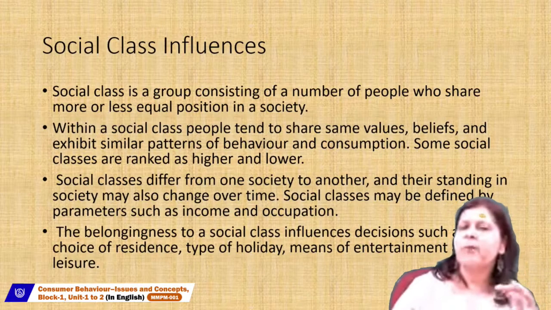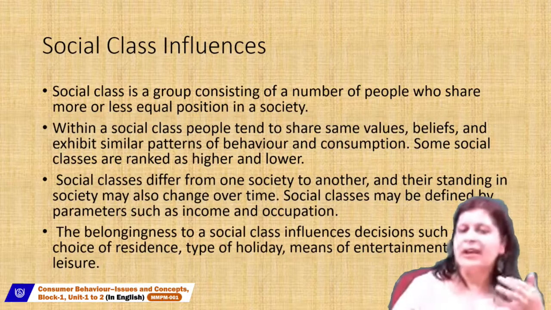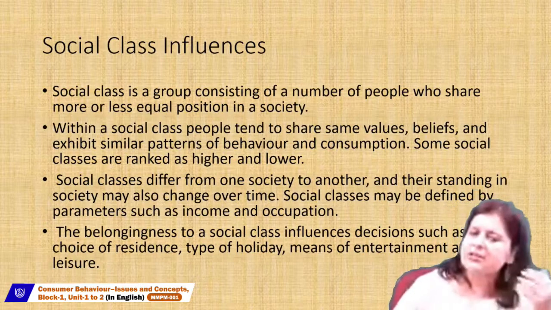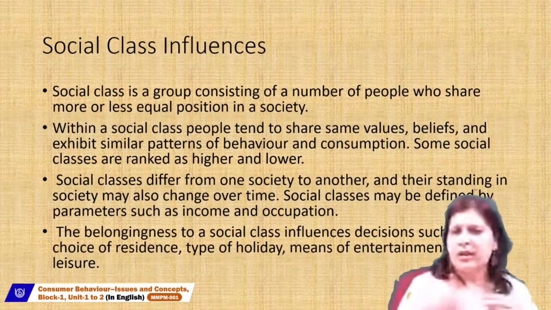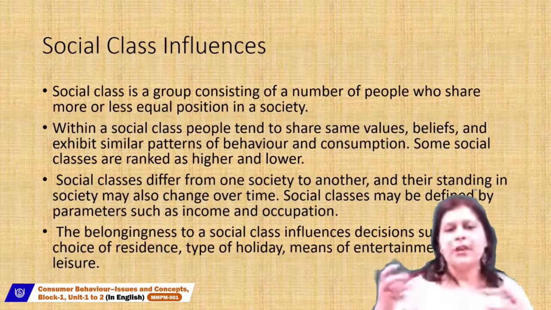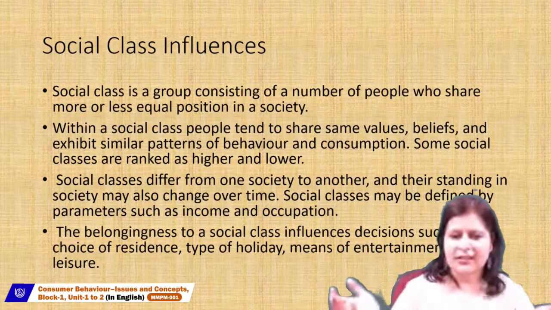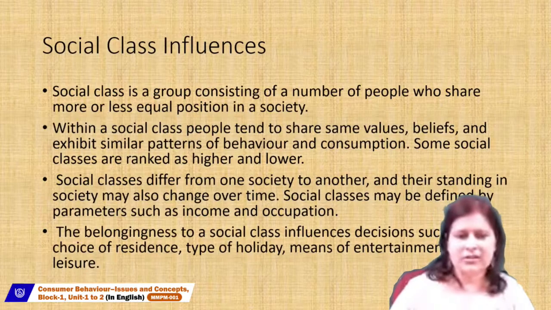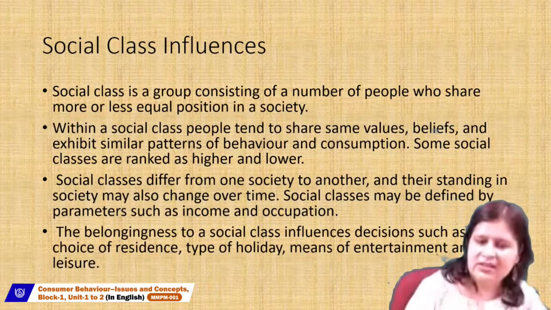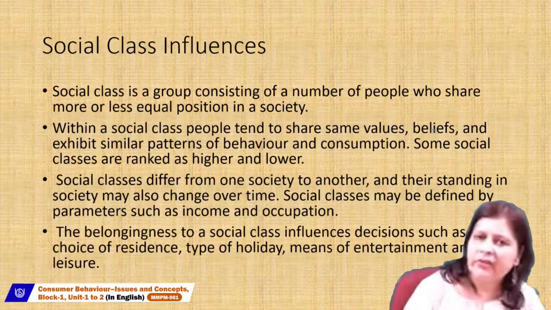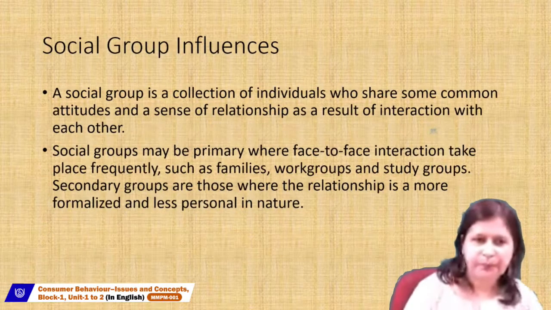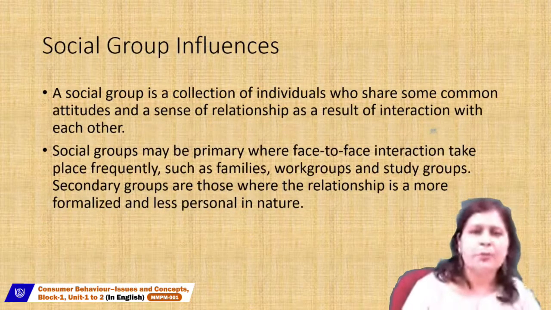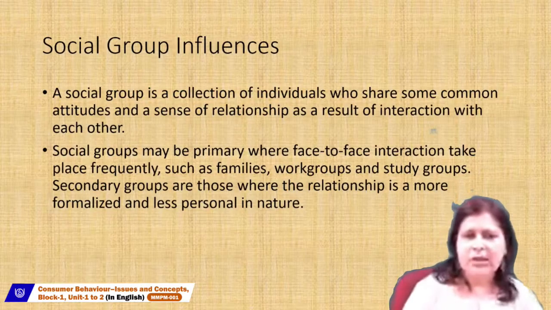Social classes differ from one society to another, and their standing in society may change over time. Social classes may be defined by parameters such as income and occupation. So income and occupation are the basic parameters which define the social classes, and there is a ranking. Belonging to a social class influences decisions such as choice of residence, type of holidays, means of entertainment, and leisure. Then the social group influences the decision making process.